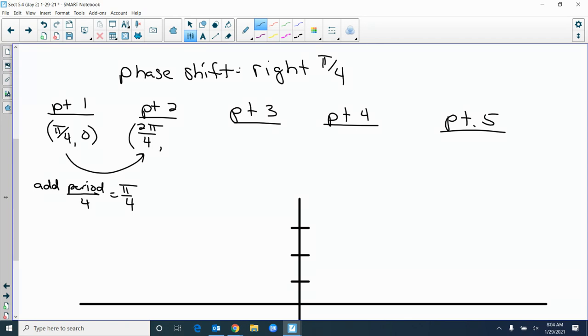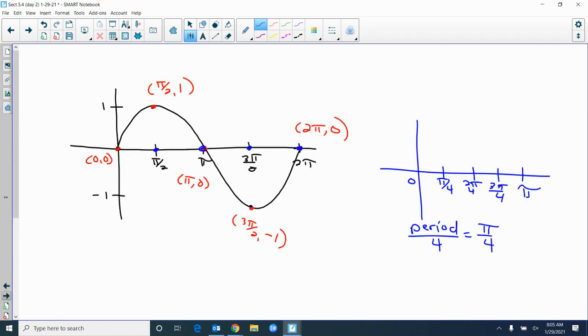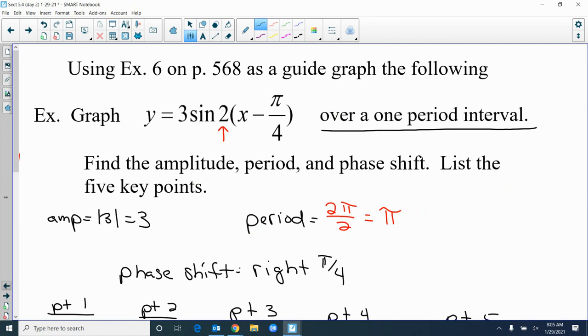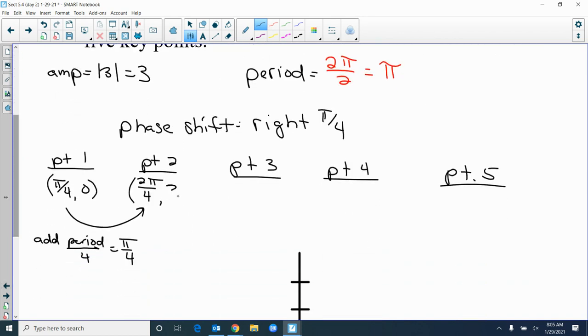What's the y coordinate going to be? Normally, for sine, the second point goes up to 1. Is that affected in this graph? The 3 affects it, so now instead of going up to 1, it goes up to 3. So it'll be that point here. Now, again, add pi over 4. We always add pi over 4. So add pi over 4, and I get 3 pi over 4.